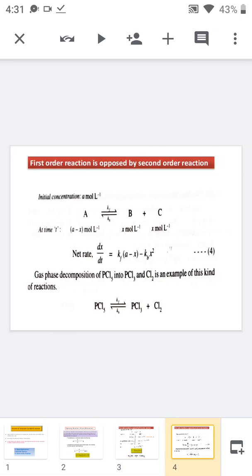Opposing reaction is again divided into three different types depending upon the order of the forward and backward reaction, and we have already discussed examples of the three different types of reaction.